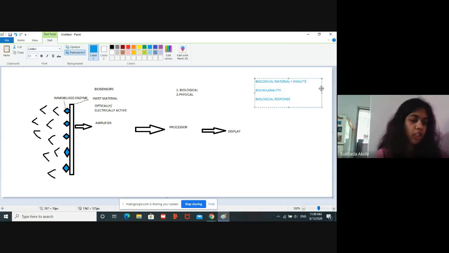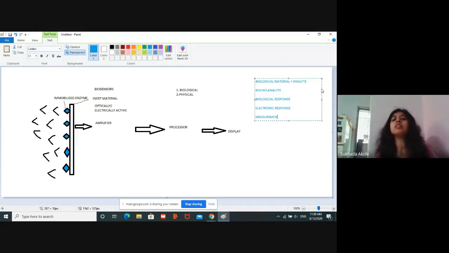This biological response will then be converted into an electrical response. Sorry, not electrical, electronic response. This electronic response then will go for a measurement. This is how my biosensor is going to work. This is the stepwise mechanism of it.